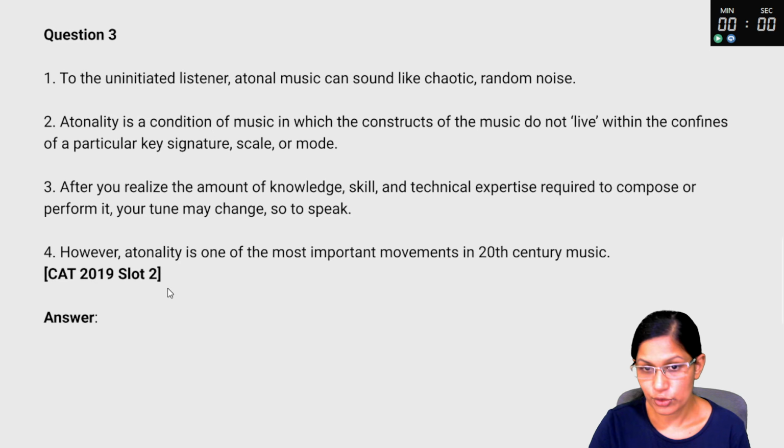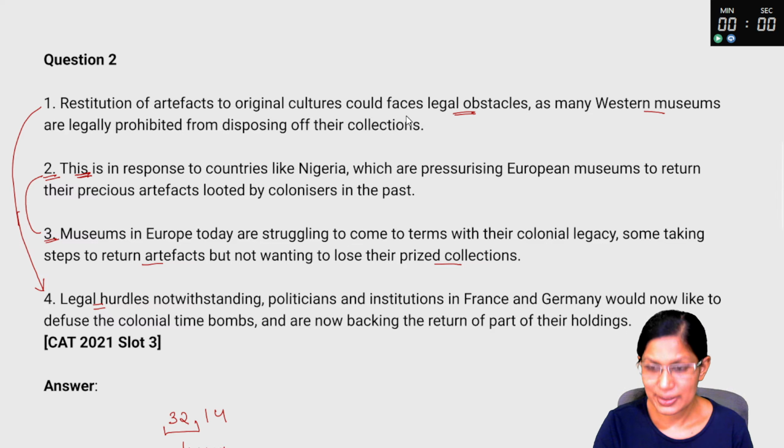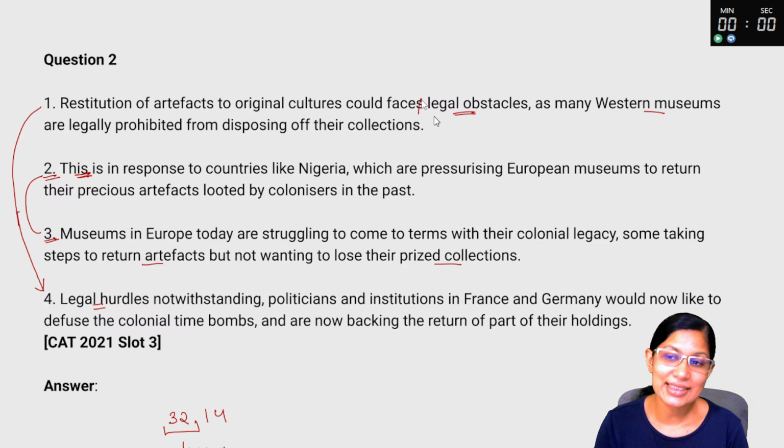So there's a 3241. Okay, I'll just explain that. Why isn't it 3241? See, so here what is happening, Mani, is that "could face legal obstacles", right? So you can see that they've probably made a grammatical error, or it should have been "could face legal obstacles". So this returning could face legal obstacles.